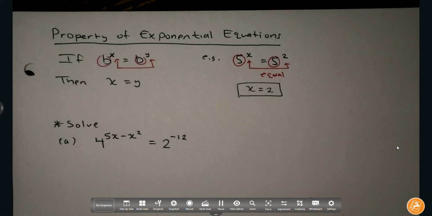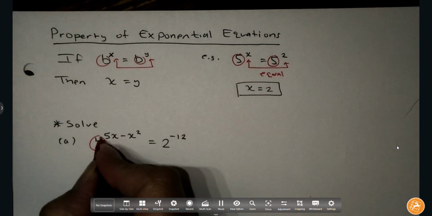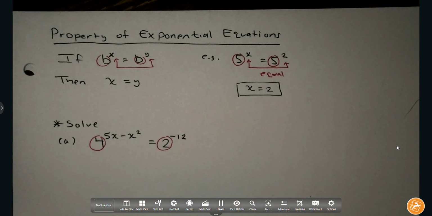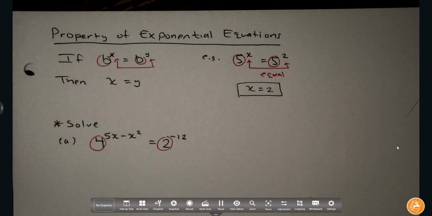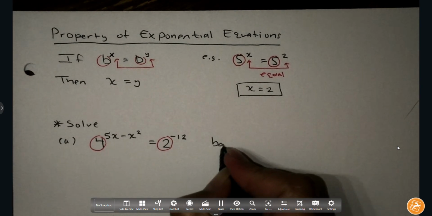The first thing I'm going to ask myself is, can I easily fix it so the left side and right side are written in terms of the same base? So I'm looking at the bases. The base on the left side is 4, the base on the right side is 2. Can I fix it in terms of base 4? Well, not really, because 2 is not a power of 4. But what if we aim for base 2? In this case, that would be a good idea because 4 is a power of 2.